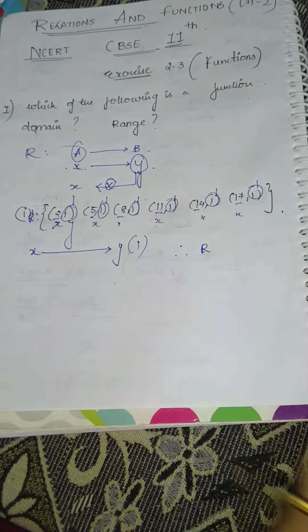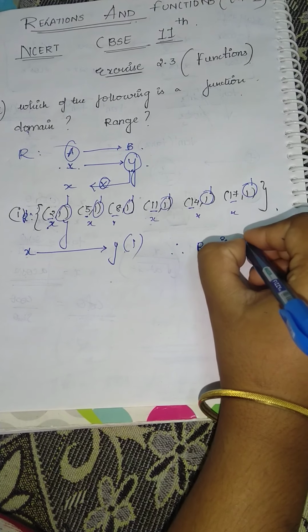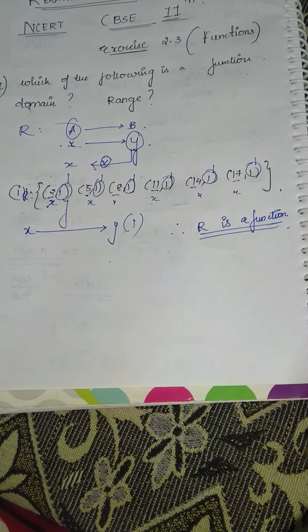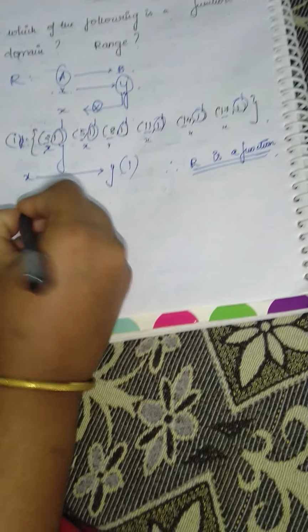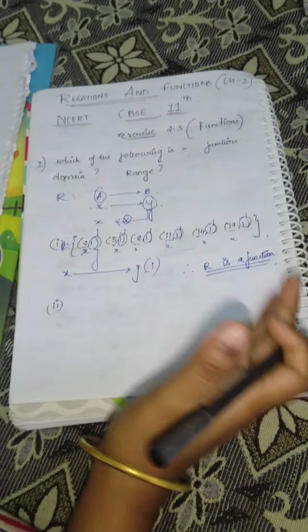Therefore this relation R, I'm writing in short form, please always write in abbreviated form: R is a function. Do you get my point? And next, same question, my second subdivision. Here actually 3 subdivisions are given. I'll explain all those 3. Just clearly visualize it. Any doubts, please ask me.